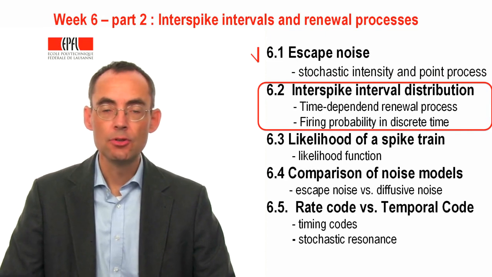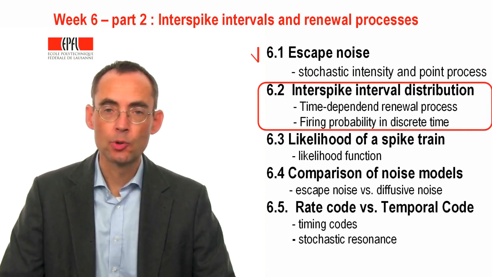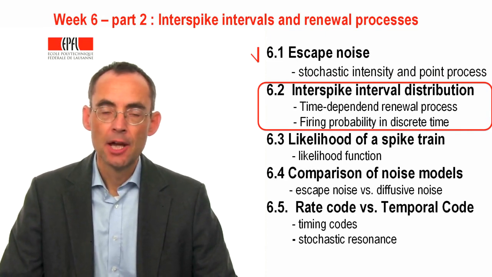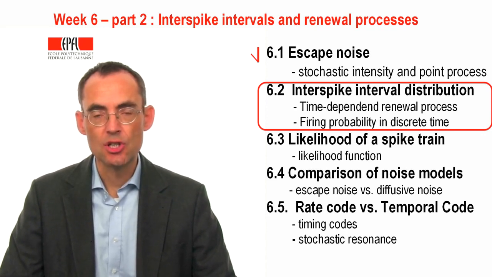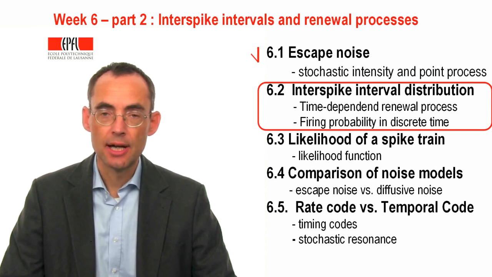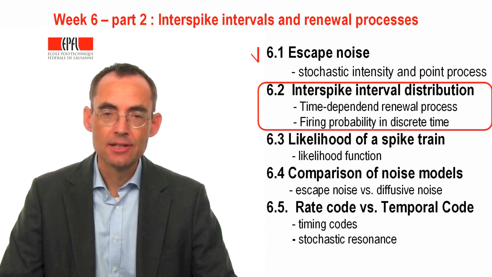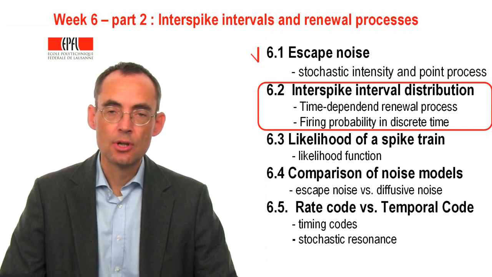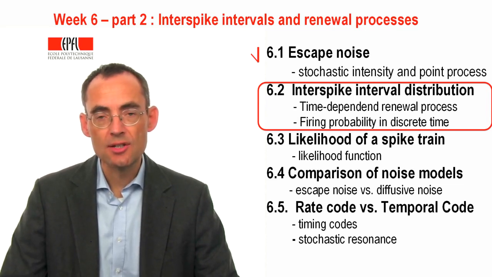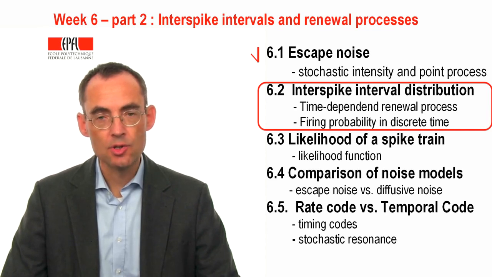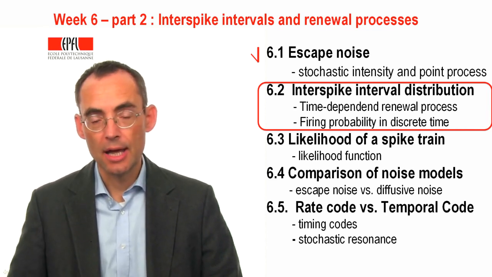Welcome to part 2 of week 6 of the class Neuronal Dynamics. In the previous lecture, I introduced the notion of stochastic intensity, of escape rates and point processes. And now let's use this mathematical framework to discuss the notion of interspike interval distribution again.